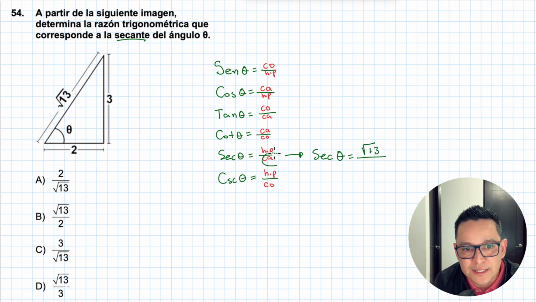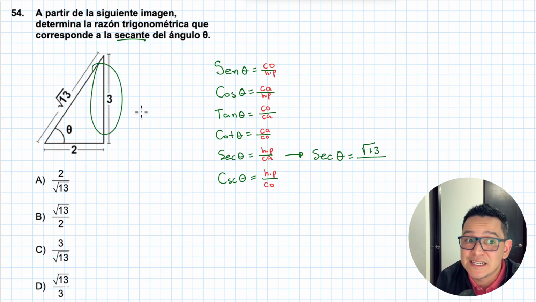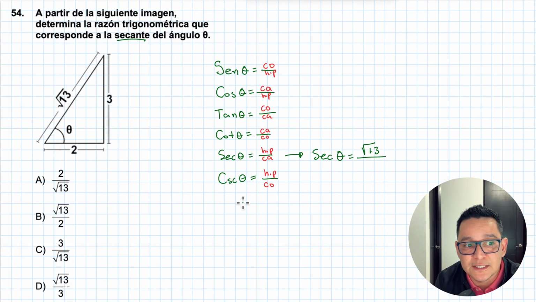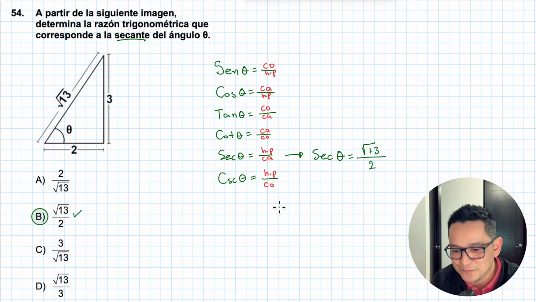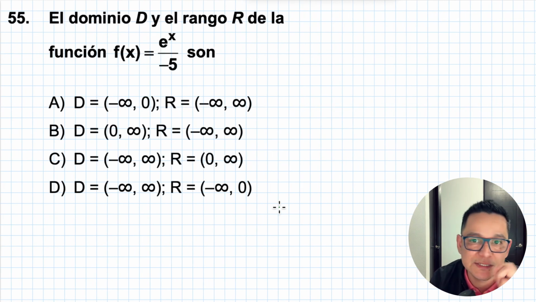And then that has to be divided by the adjacent leg. Which one is it for this angle theta? That's the adjacent leg, because it's the one that's next to it. The other would be the opposite one. So, the adjacent leg is 2. And that's the answer. It's the square root of 13 over 2. So it would be option B. Done. We finished easily, right? If we learn it, it's simple like this.